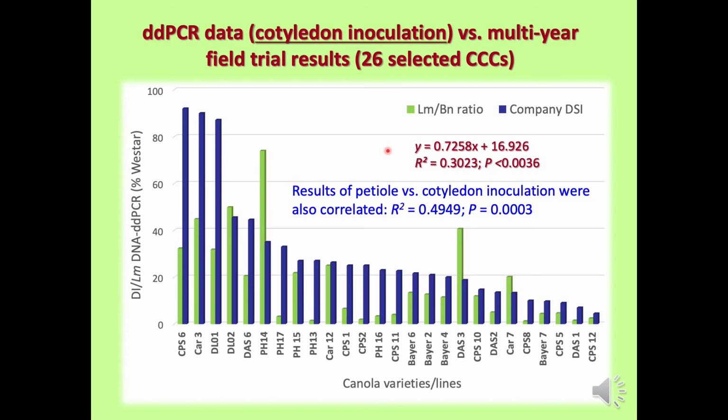Additionally, the results of PDO and cotyledon inoculations seem to correlate with each other, which is good news because we would prefer to use PDO inoculation if possible, because it can produce almost 100% stem infection, which is useful because the ddPCR quantification of the pathogen DNA would use the stem samples.